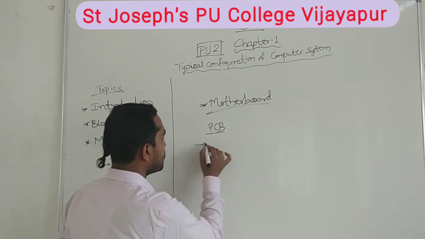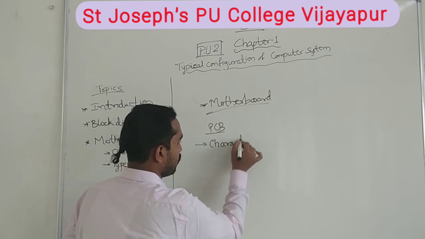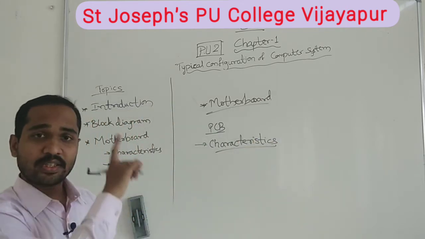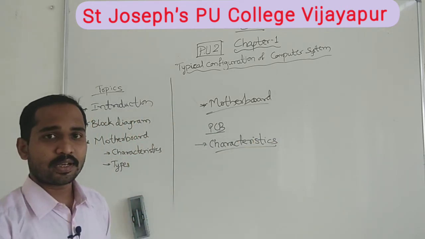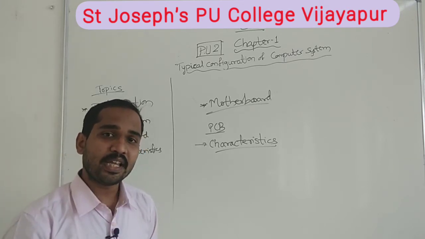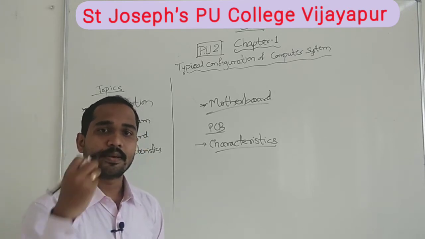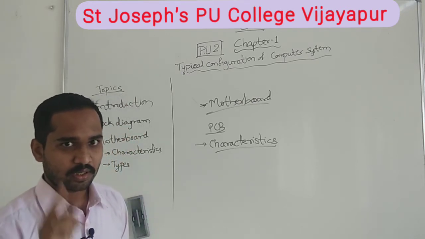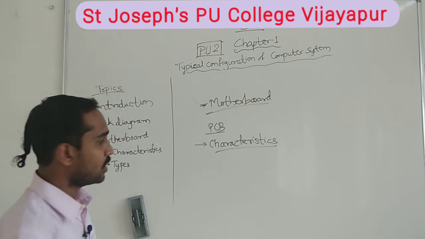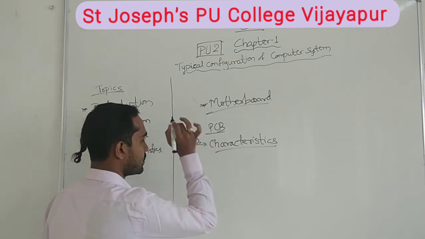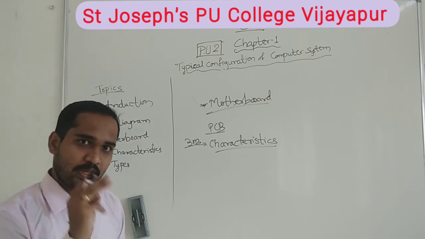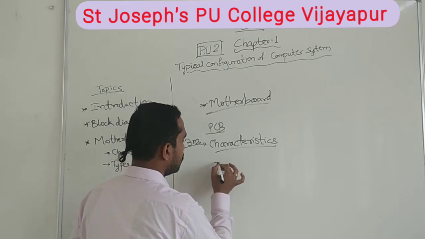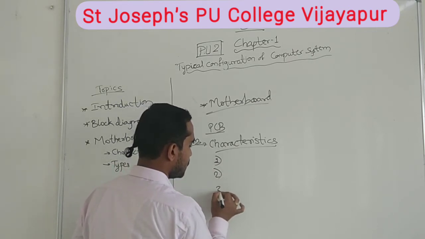Now what are the characteristics of the motherboard? Very important. So you have to first write the definition. The printed circuit board that contains the processor, slots, buses and other electronic components on it is called the motherboard. This definition you have to write. Rewind it and see and write the definition first. And then go to the characteristics, which is normally asked for 3 marks. So there are 3 characteristics of the motherboard. Very important question this is.